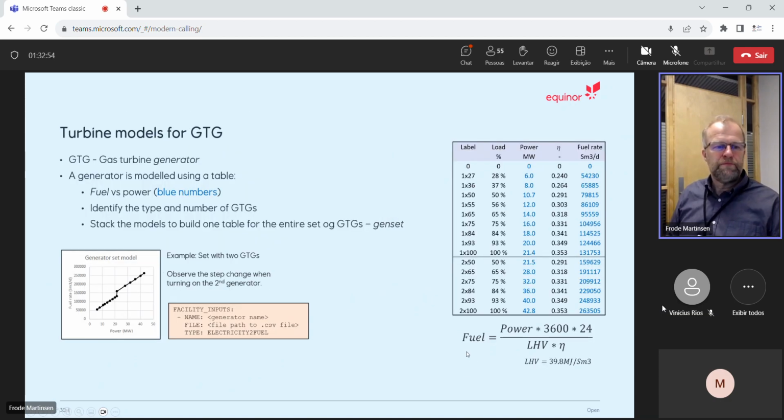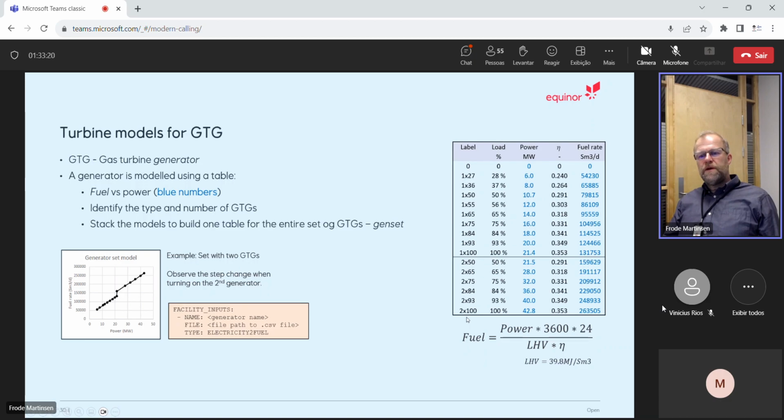How do we model them? Surprisingly simple. In eCalc, for that heavy machine with all these lubrication systems and oxygen intake, we don't care about that. We are just using a table mimicking the black box element of this. This is a GTG, a gas turbine generator model.